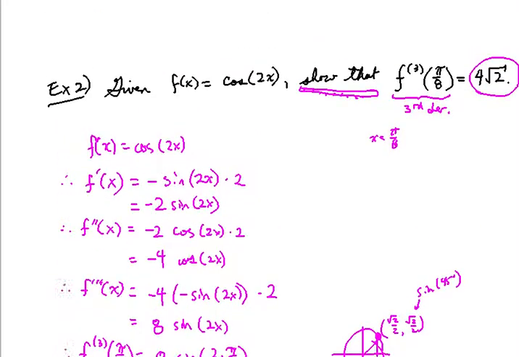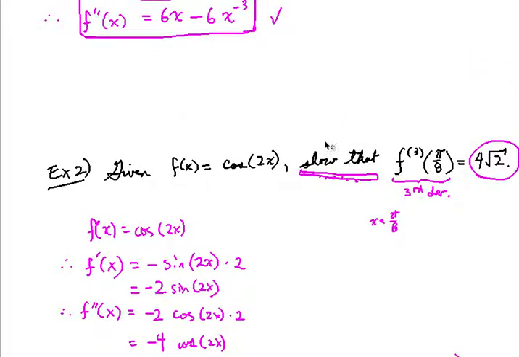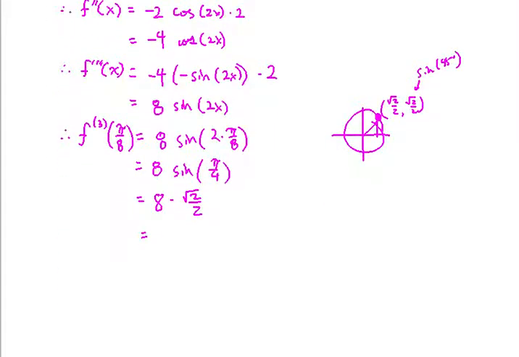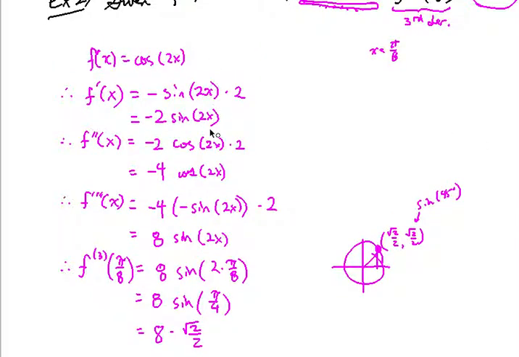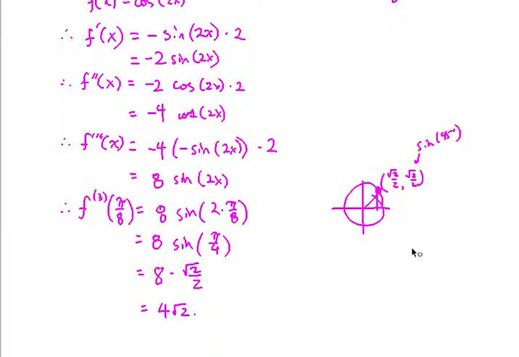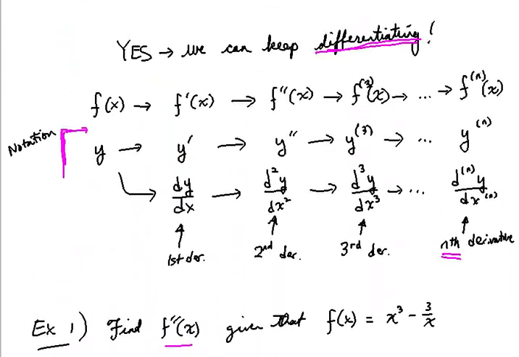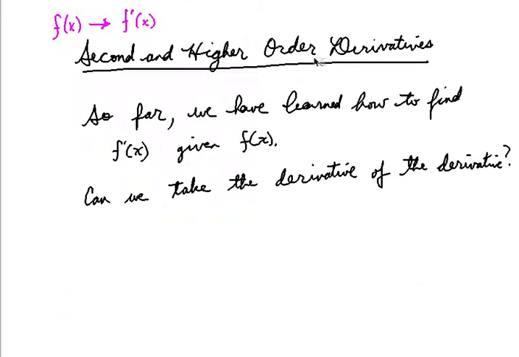And I'm almost done. You remember we said we're proving, basically. This is the same as proving. So I'm going to show that I end up with 4 root 2. Okay, that cancels, and I end up with 4 root 2. So I've successfully shown, through a series of logical steps, starting from what's been given to me, that f triple prime of pi over 8 is 4 root 2. Okay, so that is second derivatives and higher order derivatives.